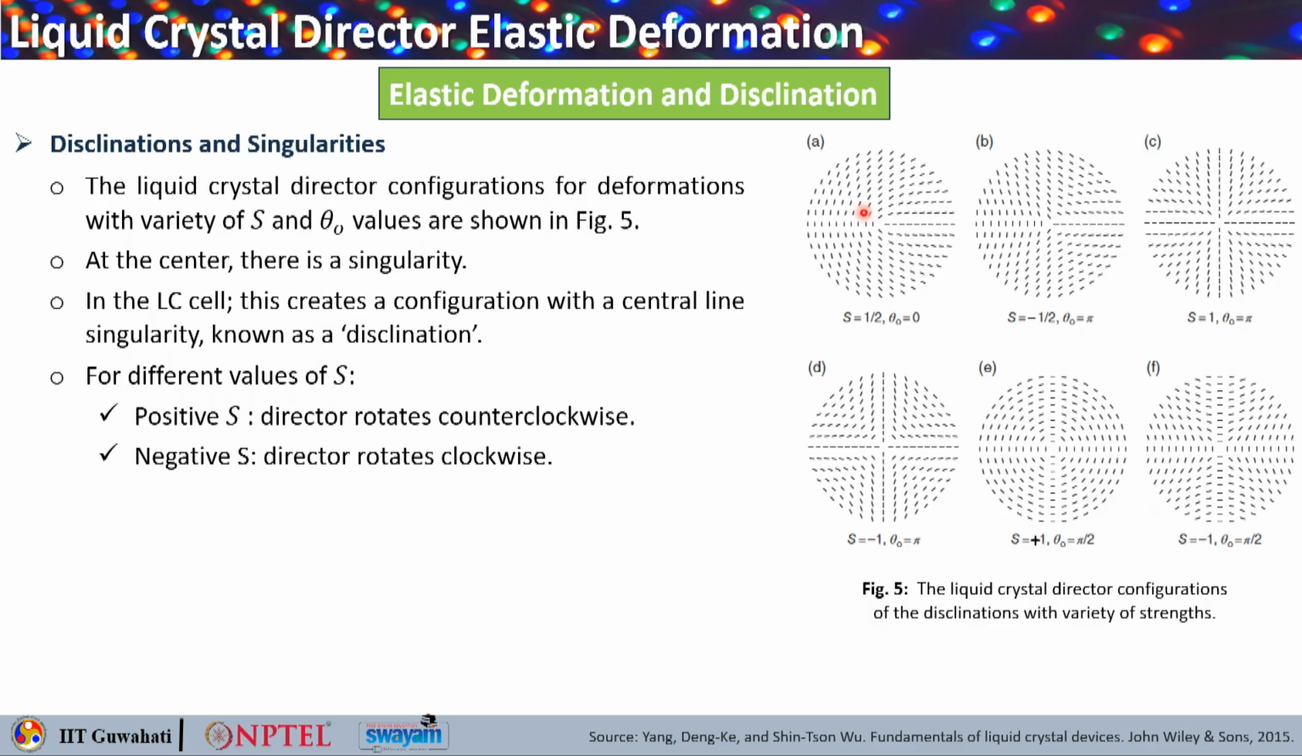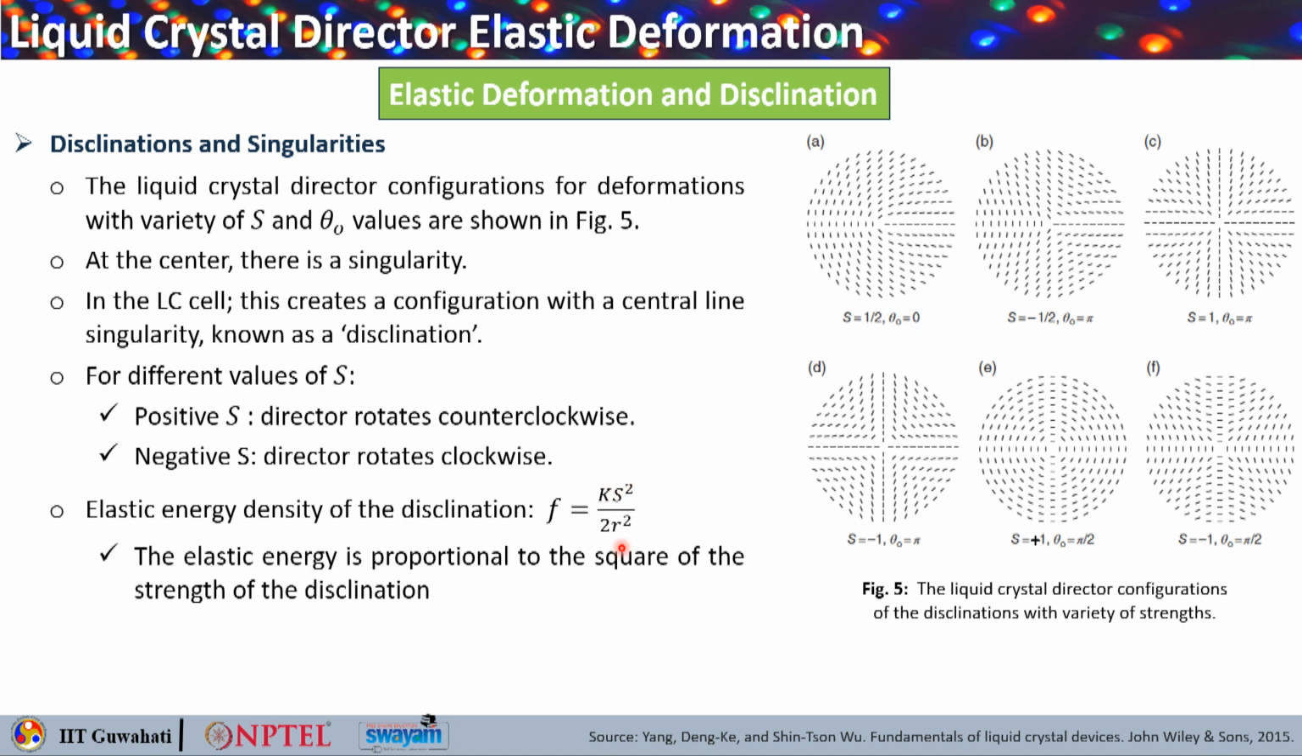Okay, when you have S equals negative, in this case the director basically rotates clockwise. You can also calculate the elastic energy density of the disclination using this formula, F equals K S square divided by 2 R square.